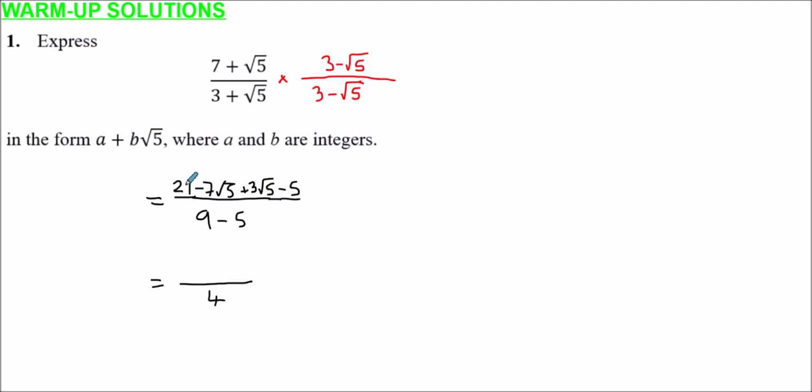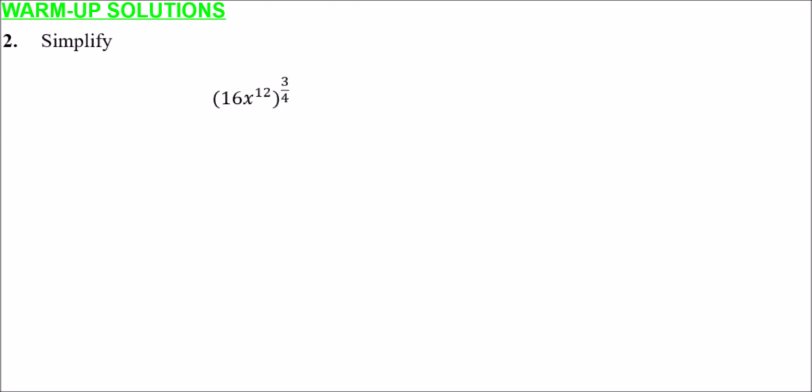And 9 minus 5 is obviously going to be 4. So let's neaten up the top. So 21 minus 5, that's going to give us 16. Minus 7 root 5 plus 3 root 5 is going to be minus 4 root 5 overall. We can now divide everything by 4. And so 16 divided by 4 gives us 4. Minus 4 root 5 divided by 4 just leaves us with minus root 5. And so that's question 1 done. So in our case, a is 4 and b is negative 1.